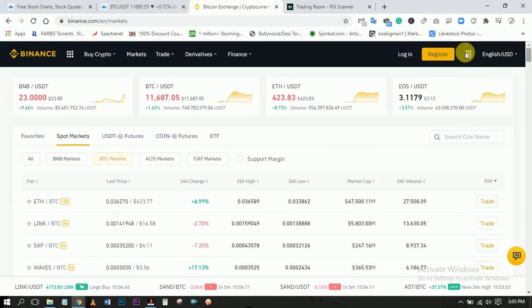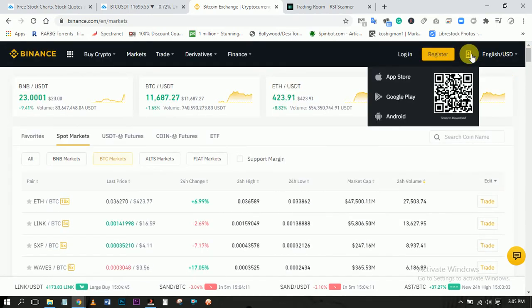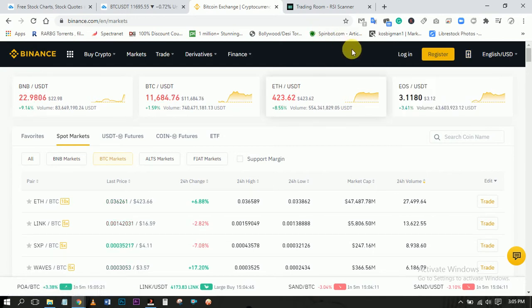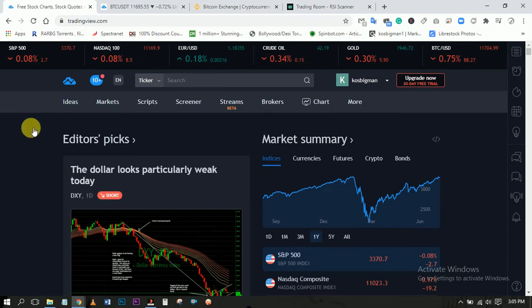Then you can also click here. If you have a QR code scanner, you can scan the one that you want. You can just scan this to download, or you can just click on this and it will take you straight to the APKs. So that's that on Binance.